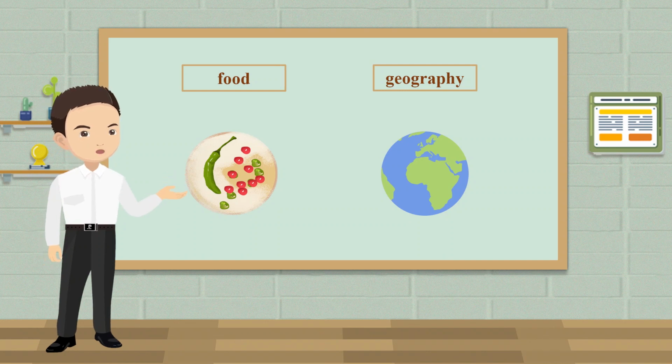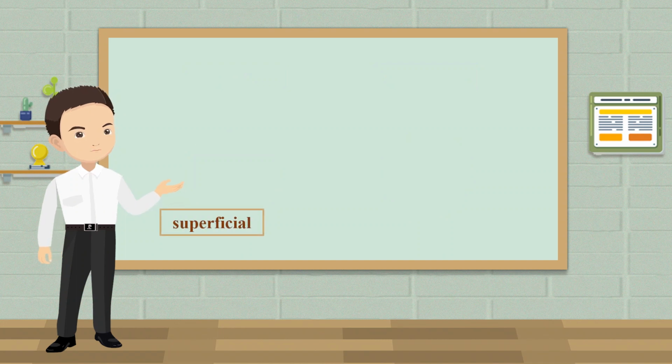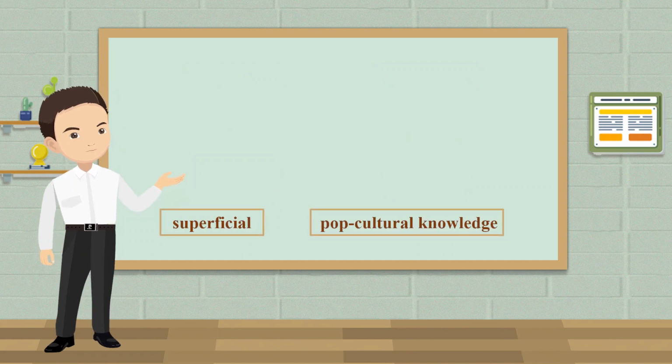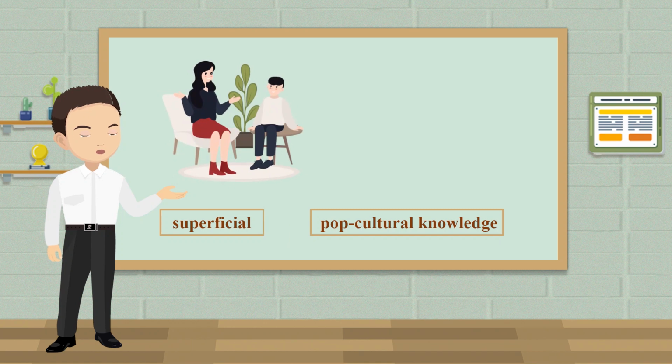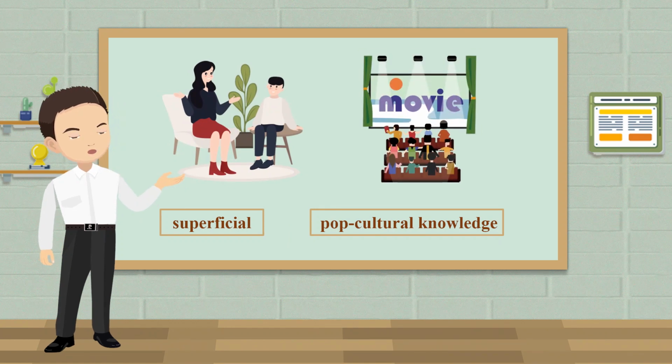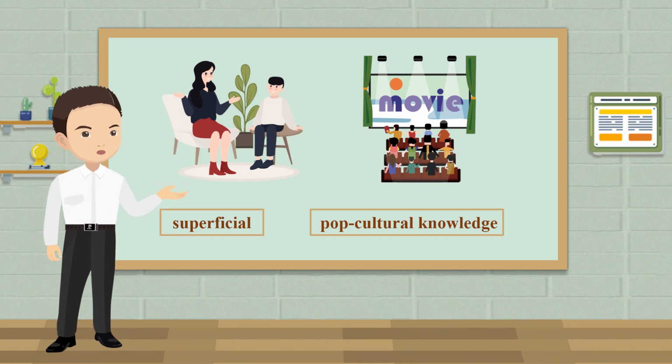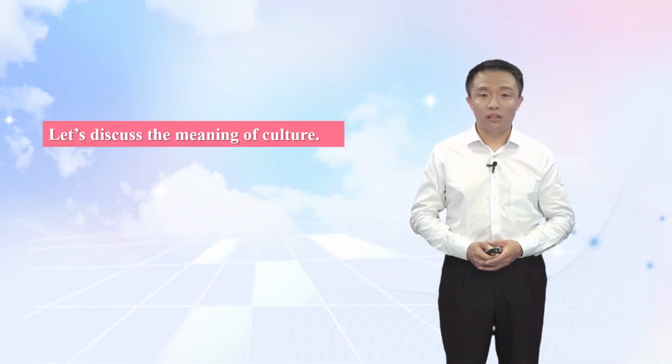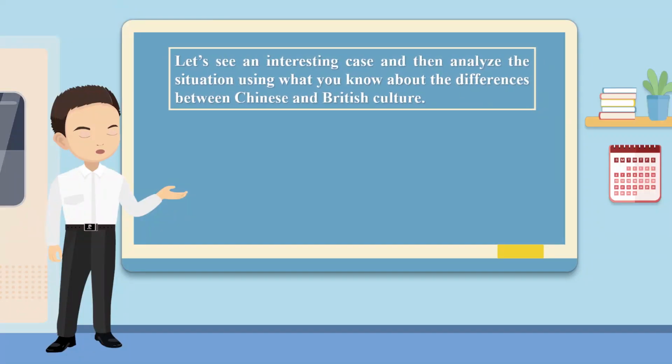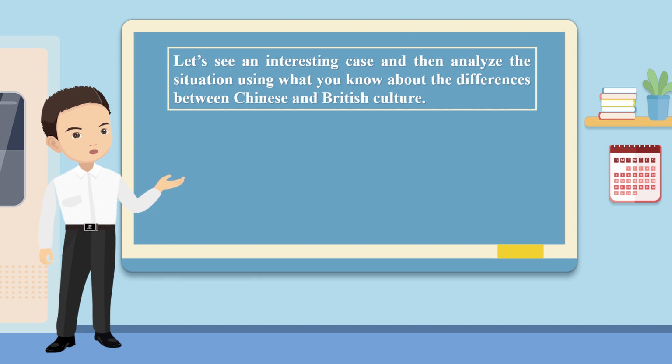Of course, it is very abstract and naive to say that a person can learn more than superficial and pop culture knowledge about another culture by simply talking to someone else or watching movies from a different culture. To understand how to use language globally, first let's discuss the meaning of culture. Let's see an interesting case.